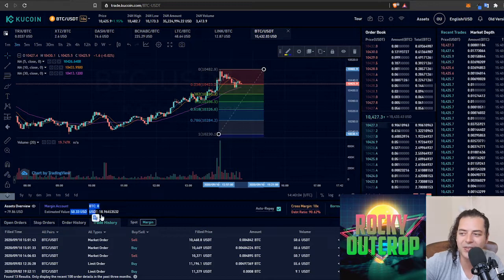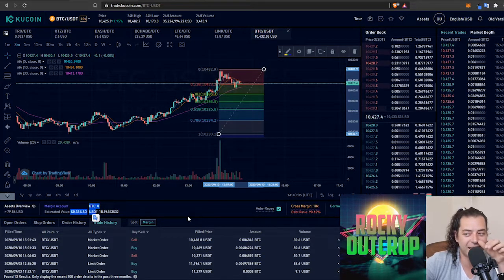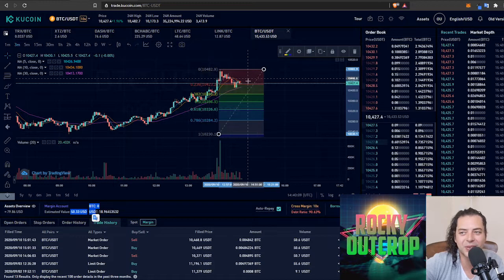Estimated value of account $50 there. So at 10x, $5. It was just for the fun of it. This is essentially just affiliate monies.